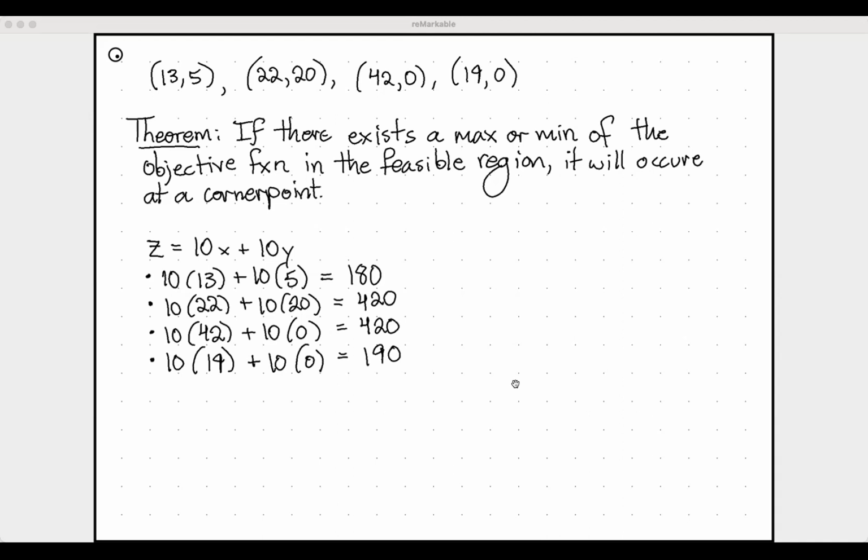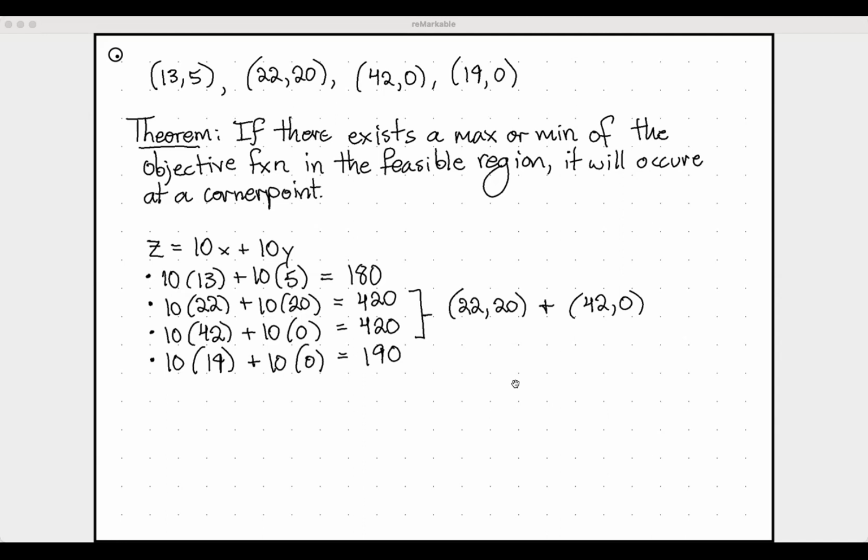Okay, so is there a maximum? Well, yes, there's two of them, right? So nothing said that we couldn't get two maximum values. And sure enough, we do have two here. So the objective function is maximized for two coordinate pairs. That was (22, 20) and (42, 0). So both of these coordinate pairs would work.